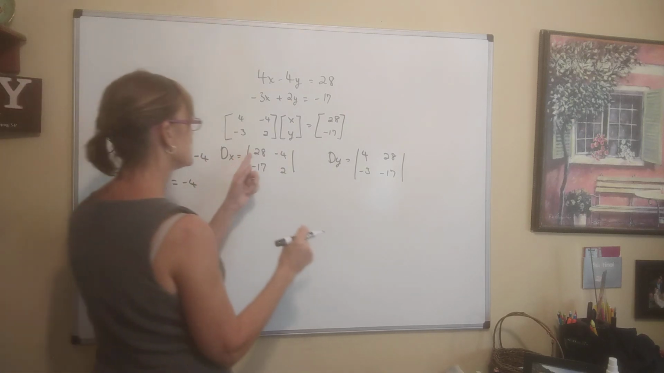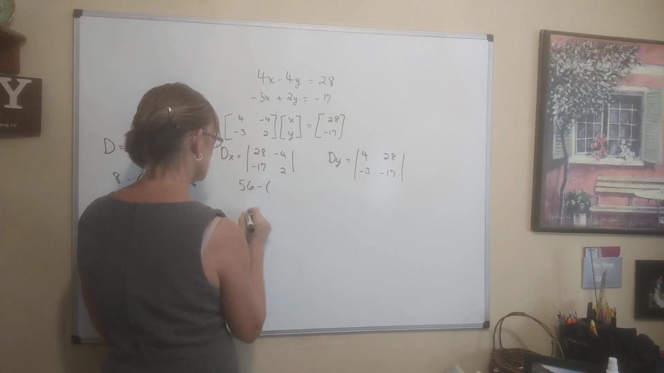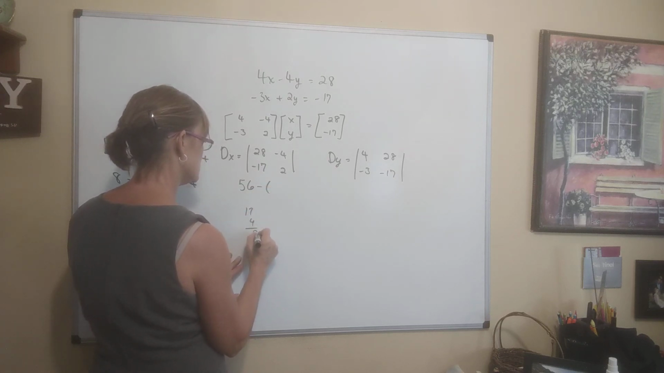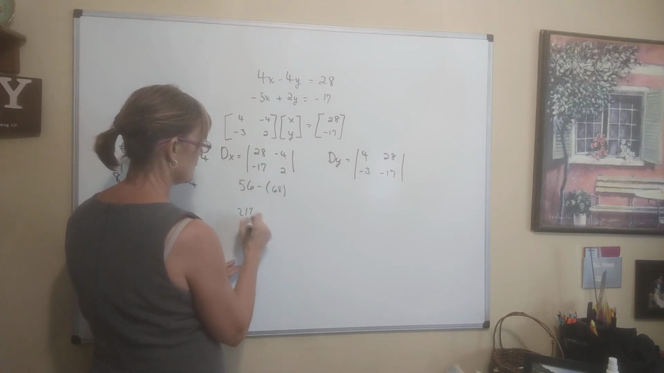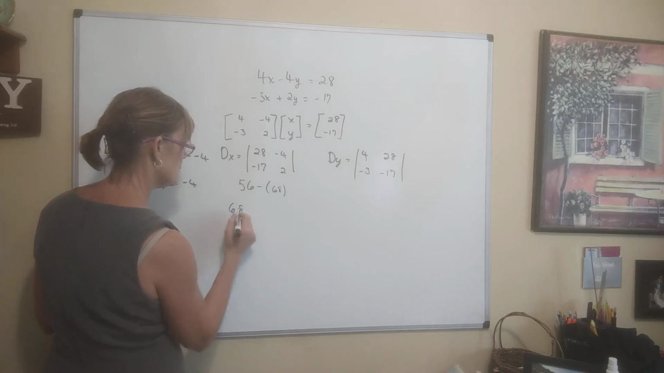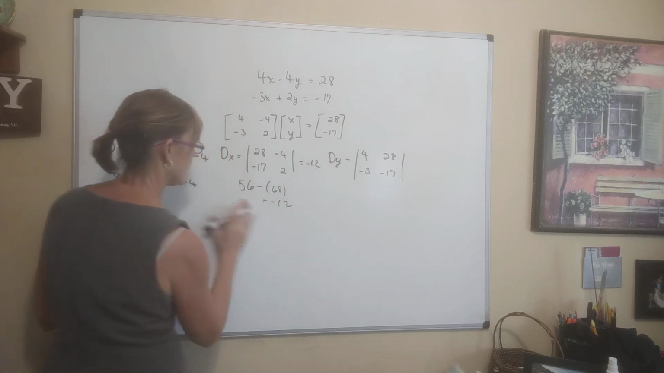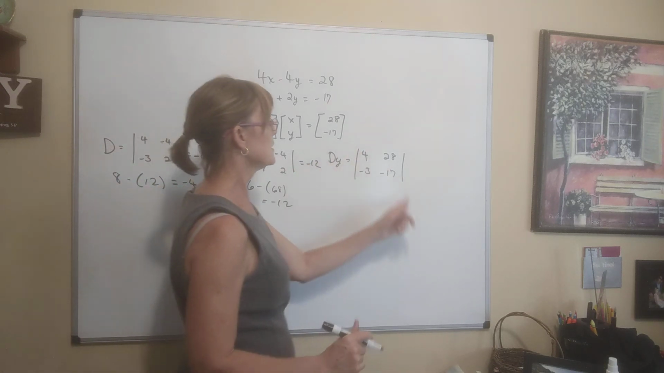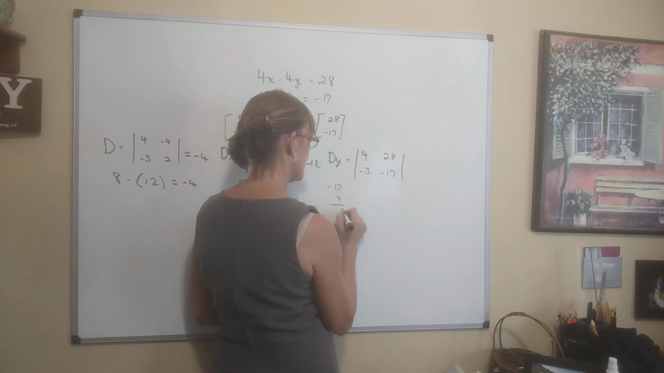Okay, d sub x is 28 times 2, that's a 56, minus 17 times 4, 68. Is that right? Yeah, 68, minus 68. So what's 68 minus 56 is a 2, this is negative 12. Negative 12, okay. This is negative 17 times 4, 8.